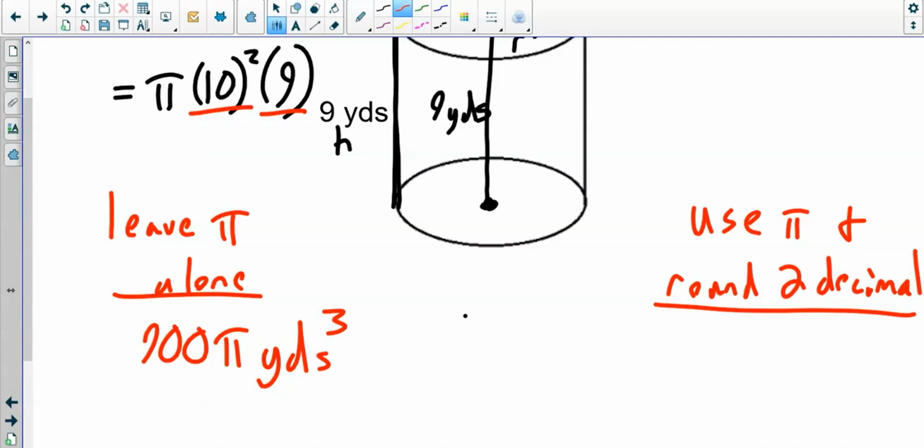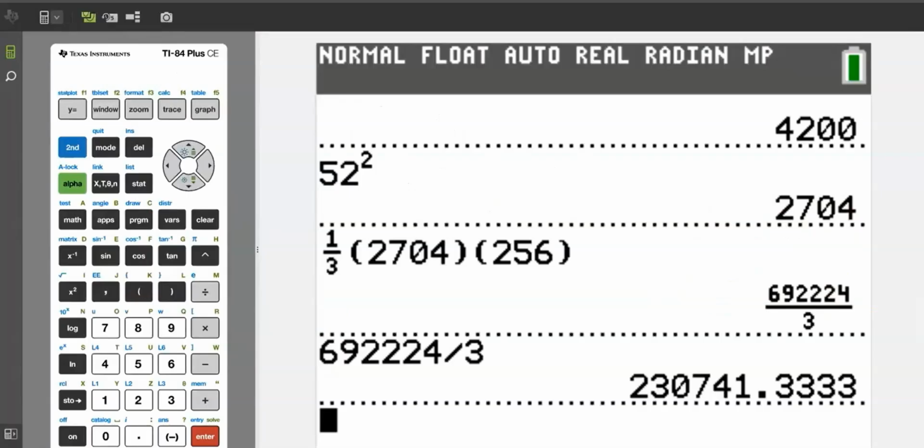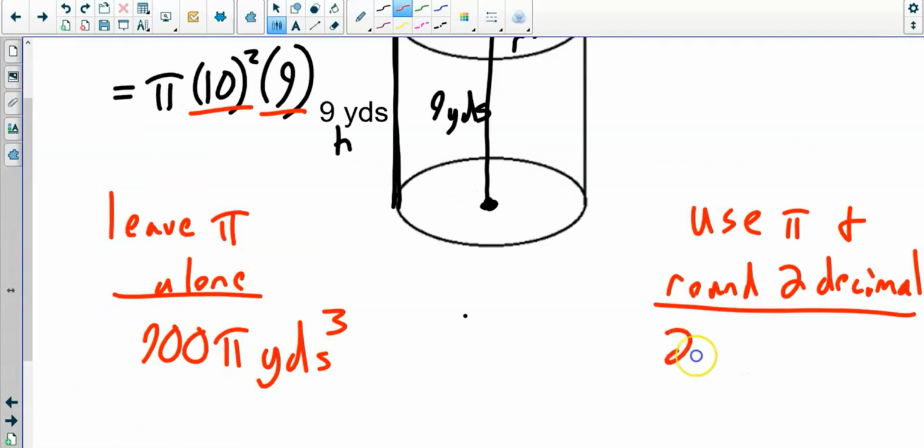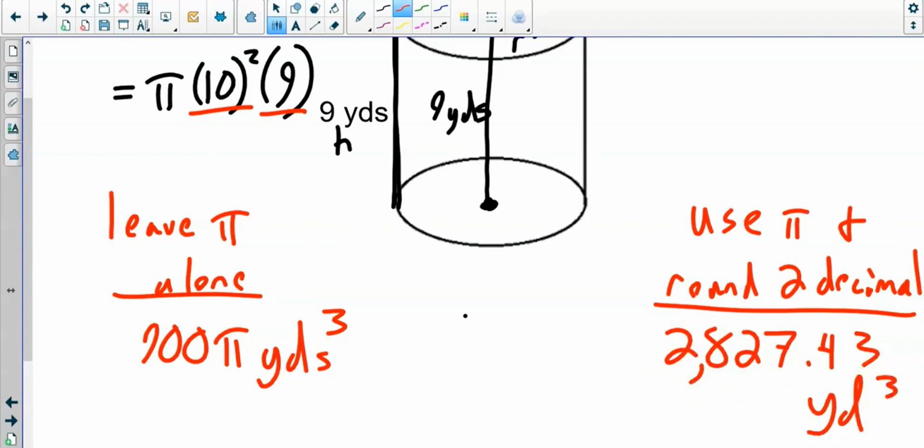If you want to get the other one, go to your calculator, type in 900, slap the pi beside it, hit enter, and round to 2 decimals. So 900 second pi, hit enter. So rounded to 2 decimals would be 2,827.43 yards cubed. Don't forget that label.